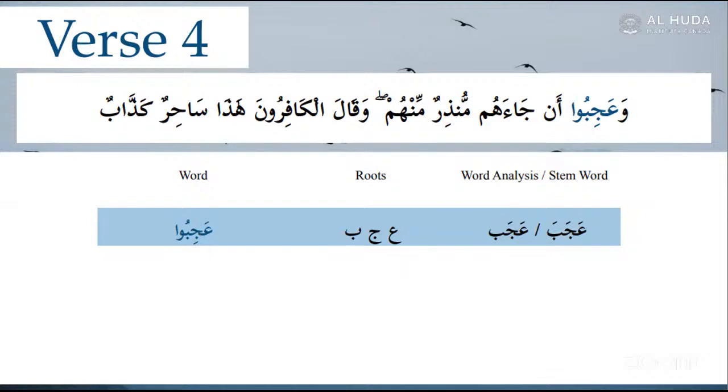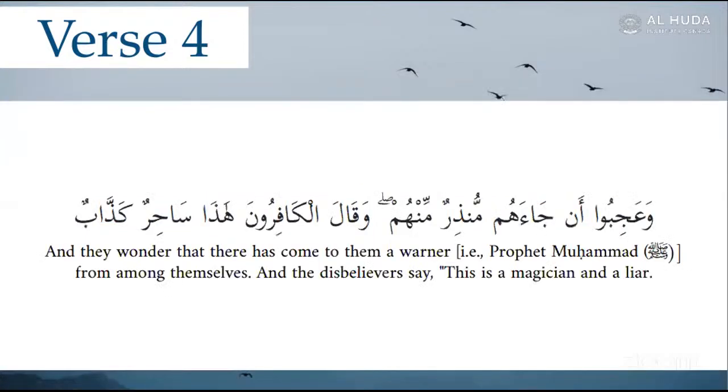وَعَجِبُوا أَنْ جَاءَهُمْ مُنذِرٌ مِّنْهُمْ. And they wonder that there has come to them a warner, a messenger appointed by Allah, referring to Rasulullah sallallahu alaihi wasallam. Although Rasulullah sallallahu alaihi wasallam was both mundir and mubashir, mundir alone is mentioned here, because that was his role towards the disbelievers in particular.